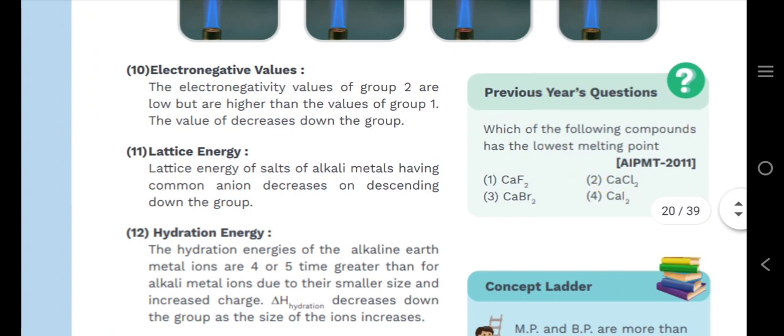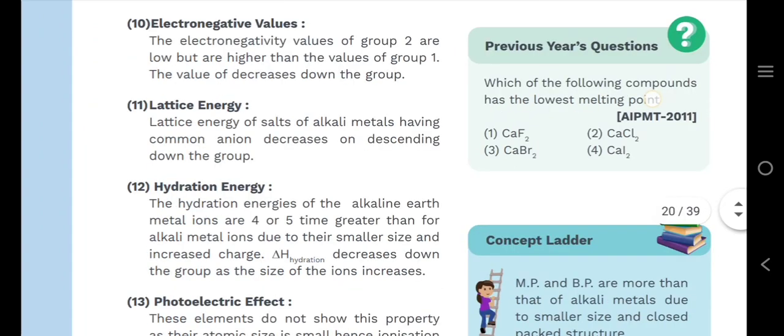Electronegativity values. The electronegativity values of group 2 are low but are higher than the values of group 1. The value of electronegativity decreases down the group. Lattice energy. Lattice energy of salts of alkaline earth metals having a common anion decreases down the group.